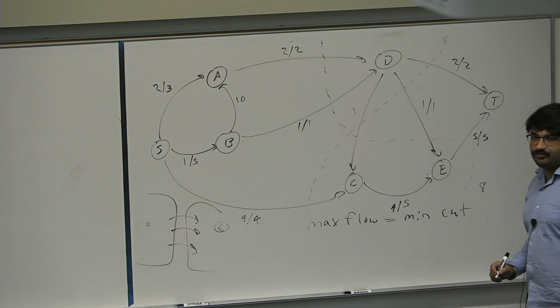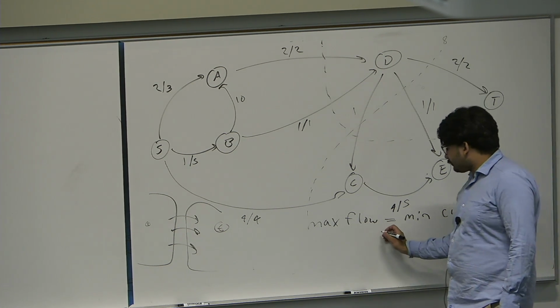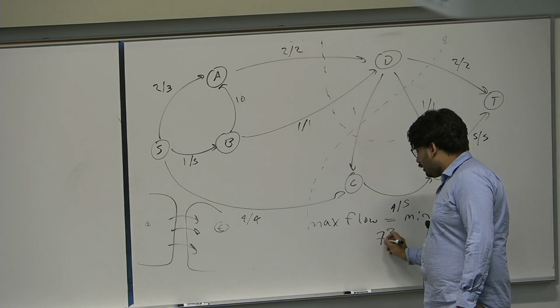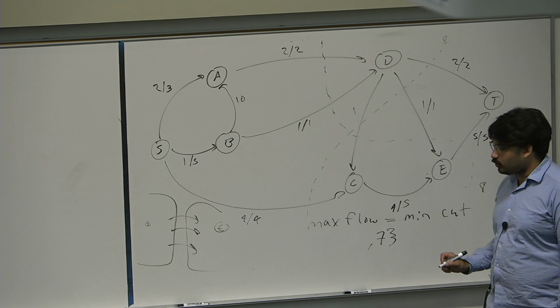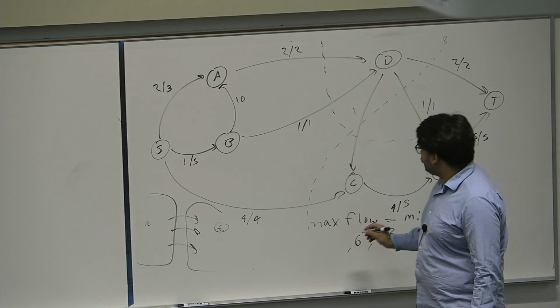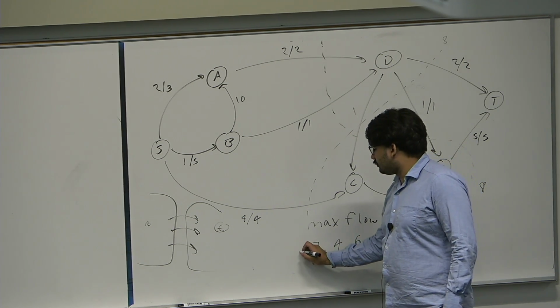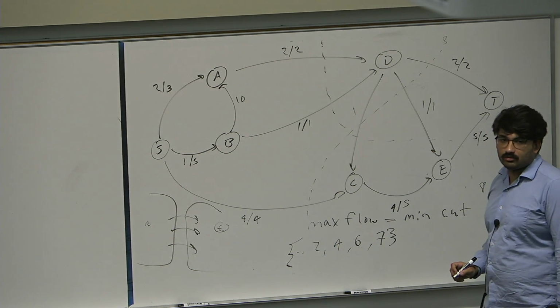So, we found a few different flows. What were the flows that we found? We found one of 7, right? But we found some other ones, didn't we? We found one of 6, without sending this B path. We also found one of just 2, and I think we found one of 4, right? So those are your flows, right?